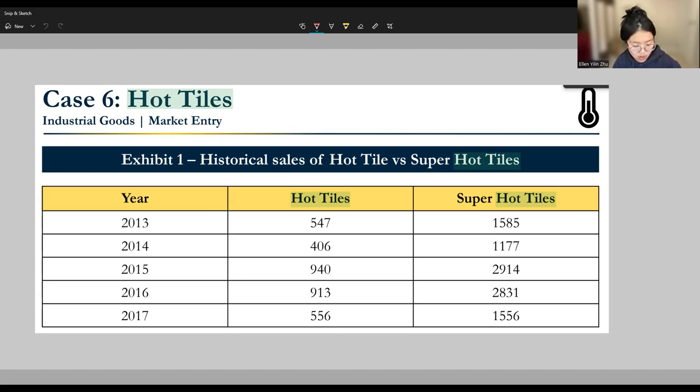Great, thank you for the clarification. From 2013 to 2017, the market size is pretty much stable. In 2013 we got 2000. Do we know if the number 2000 is the dollar value? Yeah, it's the number of tiles, not the dollar. Got it.